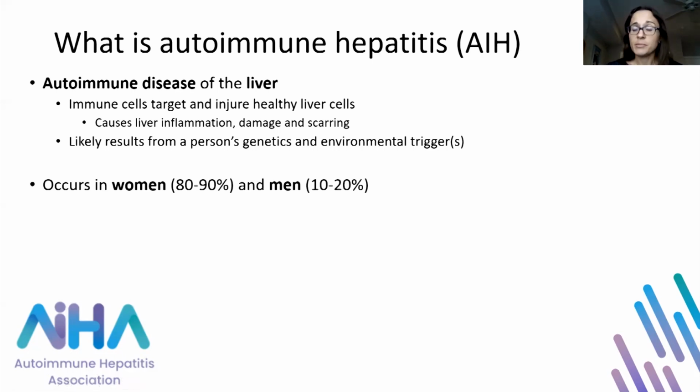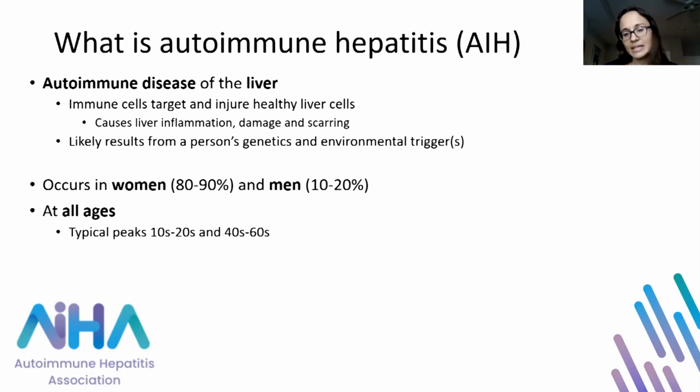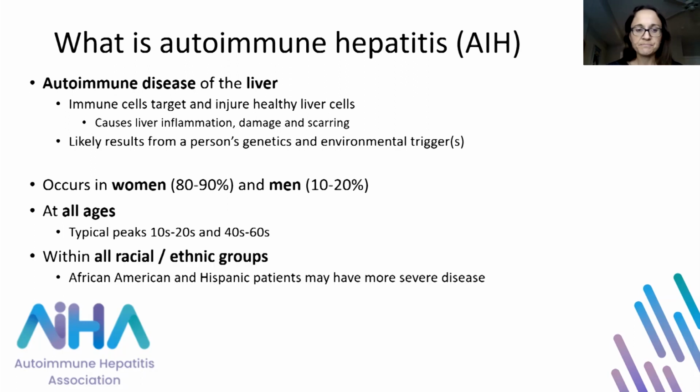We know that autoimmune hepatitis occurs both in women and men. However, it is far more common in women. It also impacts patients of all ages. It's been described in children as well as patients who are in their 80s and even 90s. However, the typical peaks that we see are younger folks in their teens and 20s, and then older or middle-aged in their 40s and 60s.